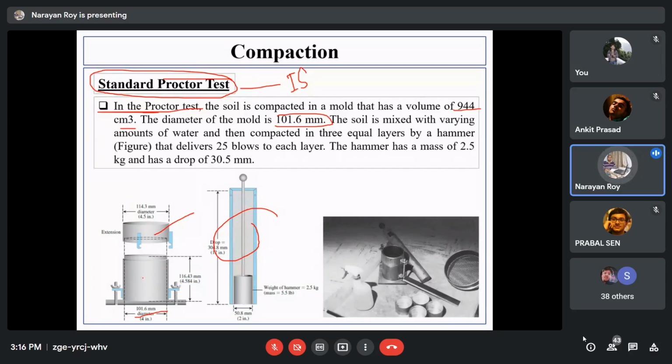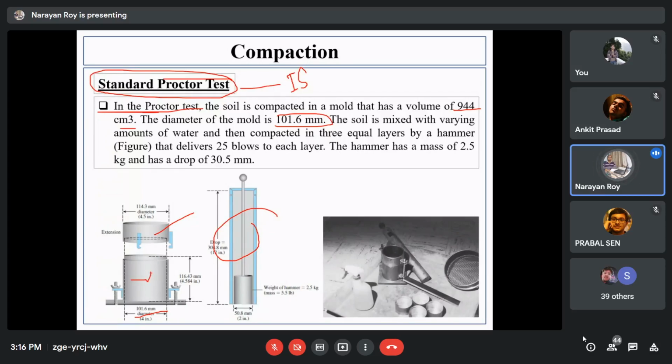Say we are first considering the first assigned water content. Basically, say initially we have added a little amount of water. Then what we have to do is mix the soil thoroughly with the water. Now we have to fill this mold in 3 different layers.